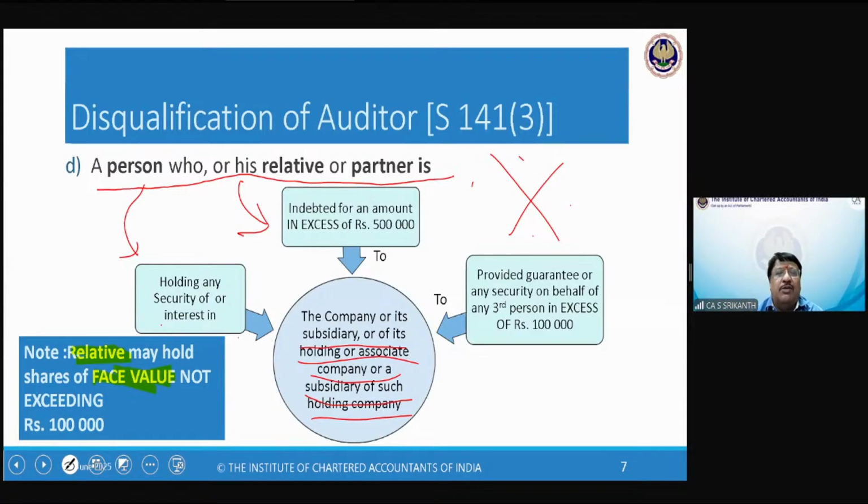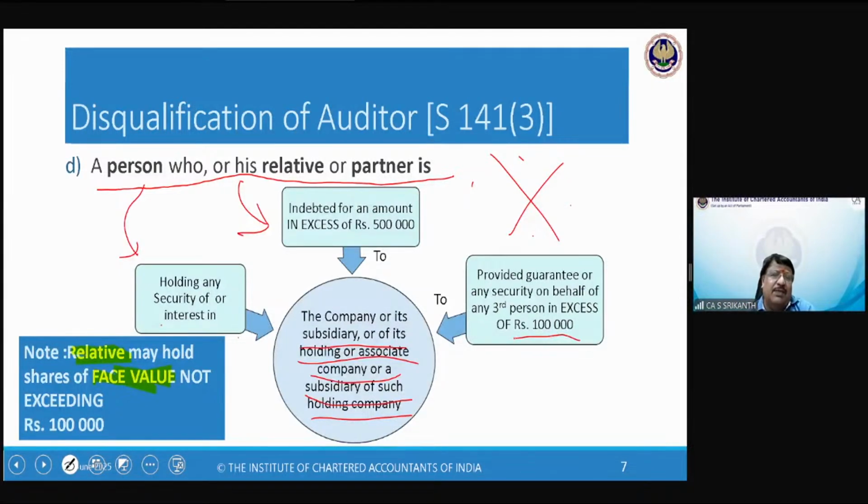Or a person who, or his relative or partner, has provided guarantee or any security on behalf of any third person in excess of rupees 1 lakh. So once a guarantee is given by the auditor or his relative or partner, what happens? Tomorrow, if the other party doesn't pay, I have to pay. Then I become indebted. So they say no guarantee can be given in excess of 1 lakh on behalf of a third person. This will be very relevant for bank audits, because if you are the auditor of a bank, even a branch auditor, this rule will apply to you.